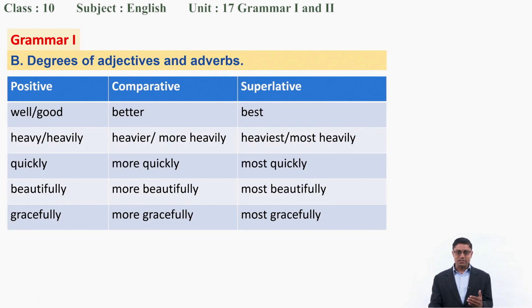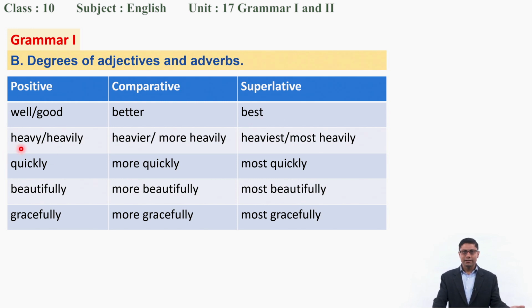Before we do exercise B, let's see degrees of adjectives and adverbs, because there we are going to make comparisons or use different degrees of adjectives and adverbs. This is what we have already discussed even while discussing the speaking lesson. So I'm going to tell you very briefly. See there, well is an adverb, good is an adjective. Both have the same comparative degree, better, and superlative, best.